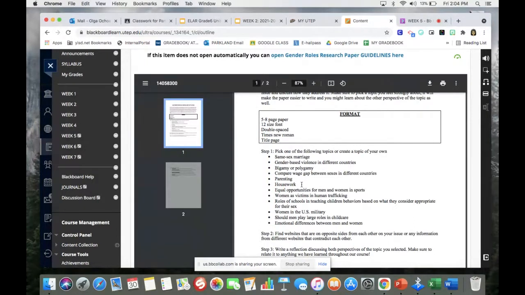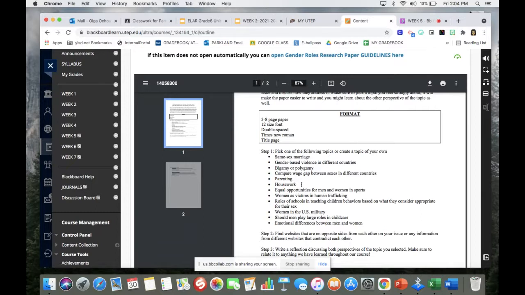Women as victims in human trafficking. Believe it or not, we do have a lot of human trafficking here in El Paso, and it probably has to do with the fact that we're close to the border. Roles of schools in teaching children behaviors. Women in the U.S. military. I've read a few good papers on that. I've had several students write papers on that, and there's a lot of information out there as well, guys.